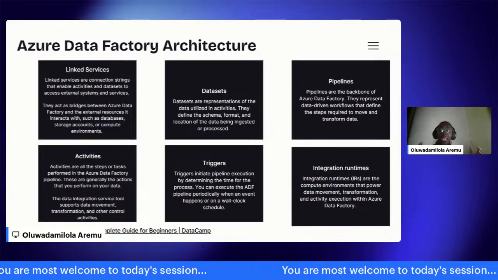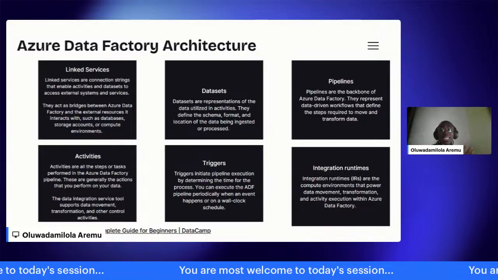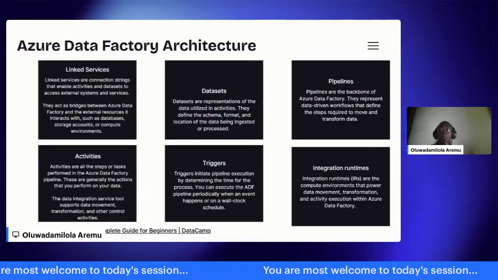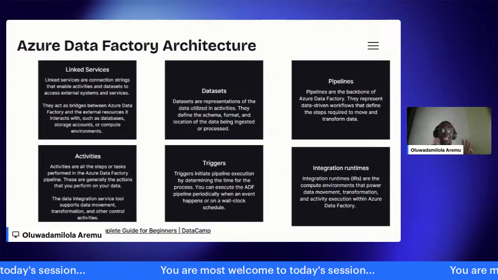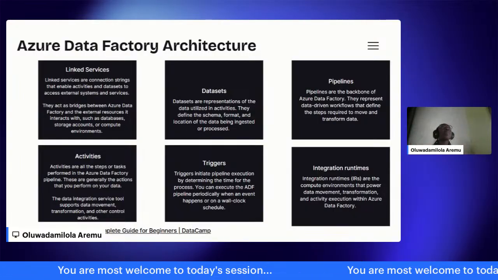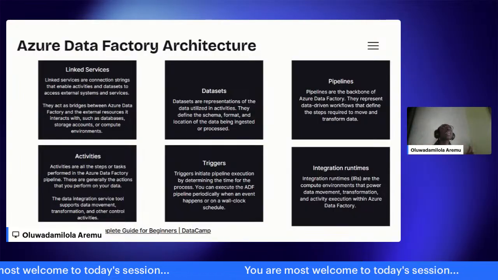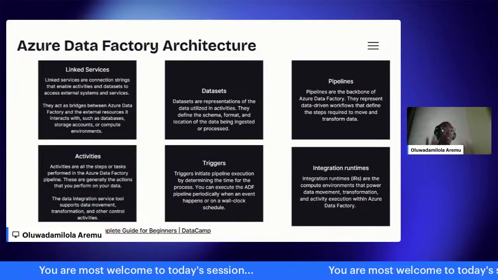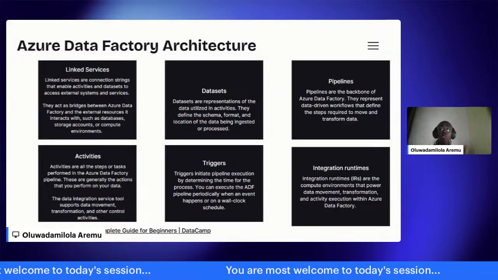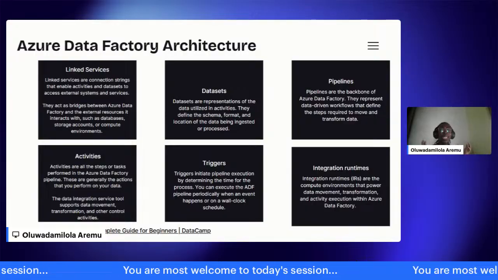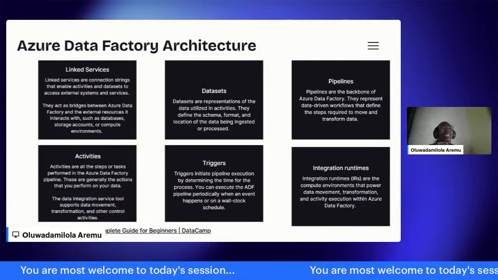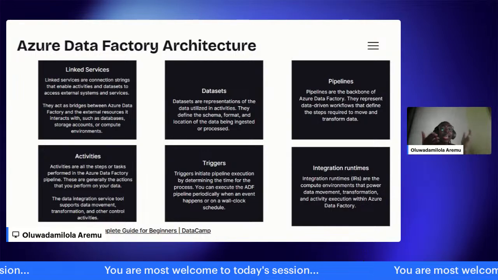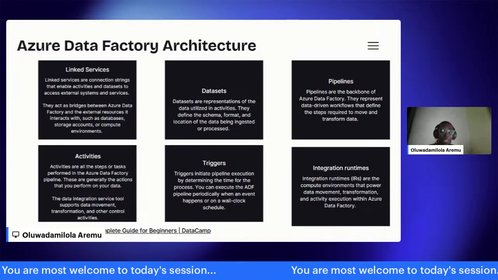The next thing is datasets. Datasets are a representation of data utilized in the activities. For example, if you want to use SQL data, you would have a format, a structure for your SQL data. Just think of a dataset like that. They define the schema, the format, the type, and the location of the data that you'll be working with in your data factory or when you're creating the pipeline.